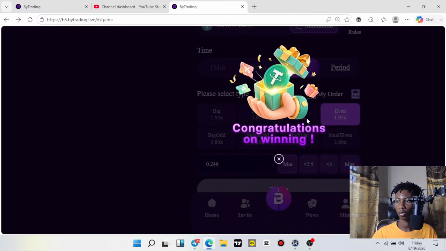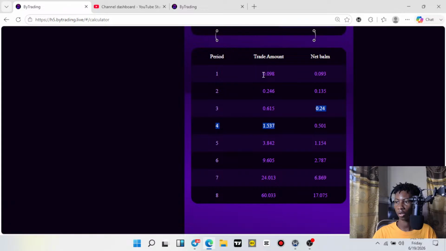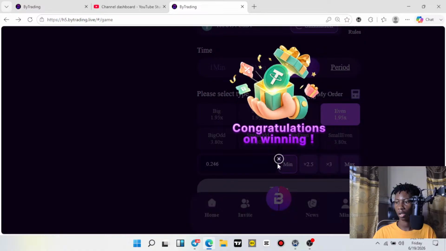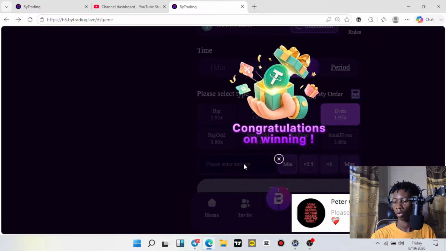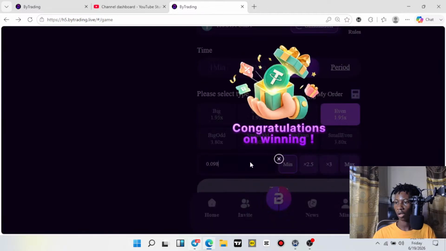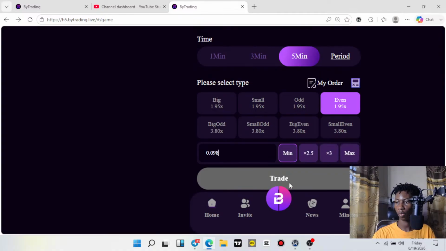So this time around, they actually won on that trade. So right now, I'm to go back to the phrase one amount. I'm to go back to this very particular amount and then come right here. I just have to put it right here, and they actually told us to go with small.